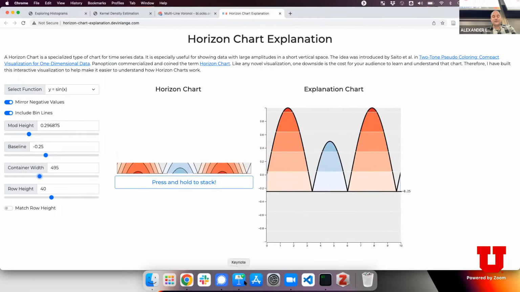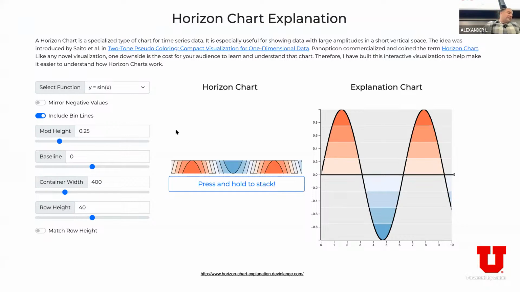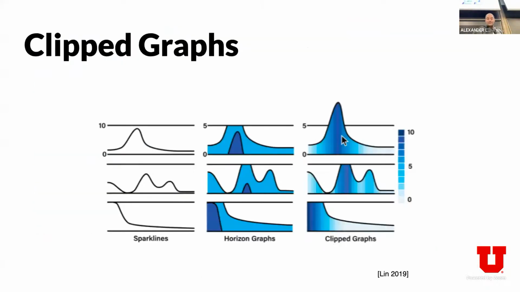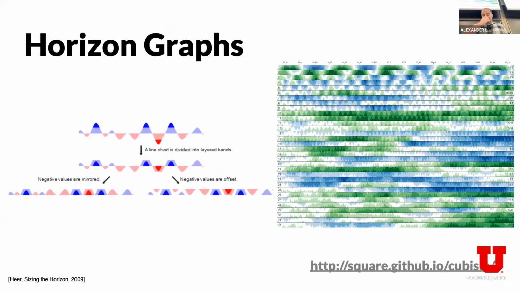So yeah, horizon charts. People have run studies and have shown that they are just as effective at reading data values as larger line charts. So definitely an interesting idea worth considering if you need a very compact representation, for example, like a stock ticker or something like that.